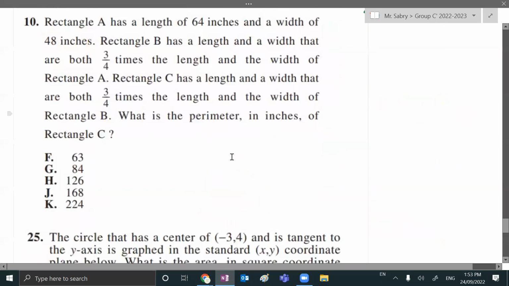Okay, number 10. Number 10 says: a rectangle has a length of 64 and... it's not working. Okay, it's fine. Rectangle A has a length of 64 and a width of 48. Rectangle B has a length and a width that are both 3 over 4 times the length and the width of A. C has 3 over 4 times the length and the width of B. What's the perimeter of C?